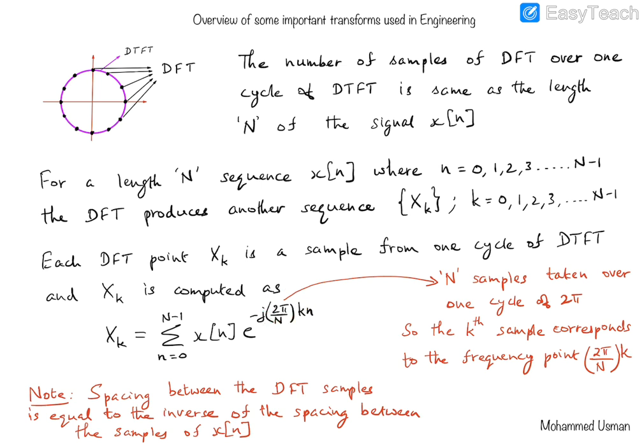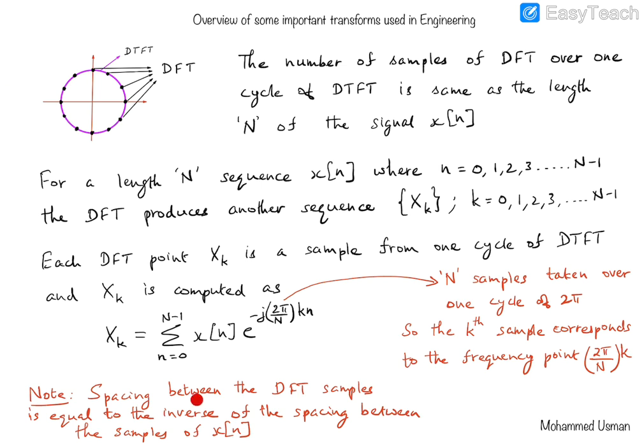And what we see here is that because the DTFT has one cycle of period 2 pi, that one cycle of period 2 pi is being divided into N samples. So we are basically taking N samples over one cycle of the DTFT. So we have this term 2 pi by N, and that leads to the kth sample X[k] being computed by taking the sample at the frequency point 2 pi by N times k. So what we see is that we sample the DTFT to get the DFT.